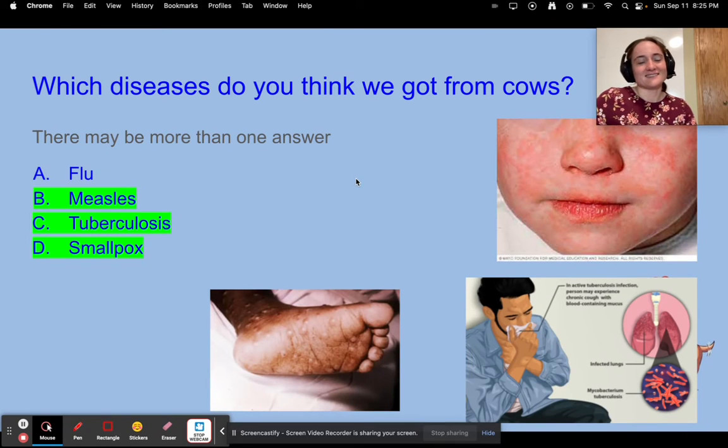Oh, look at that. It's measles. Tuberculosis, which if you don't know what that is, it's where bacteria, germy crap get in your lungs and causes blood clotting. And then smallpox.